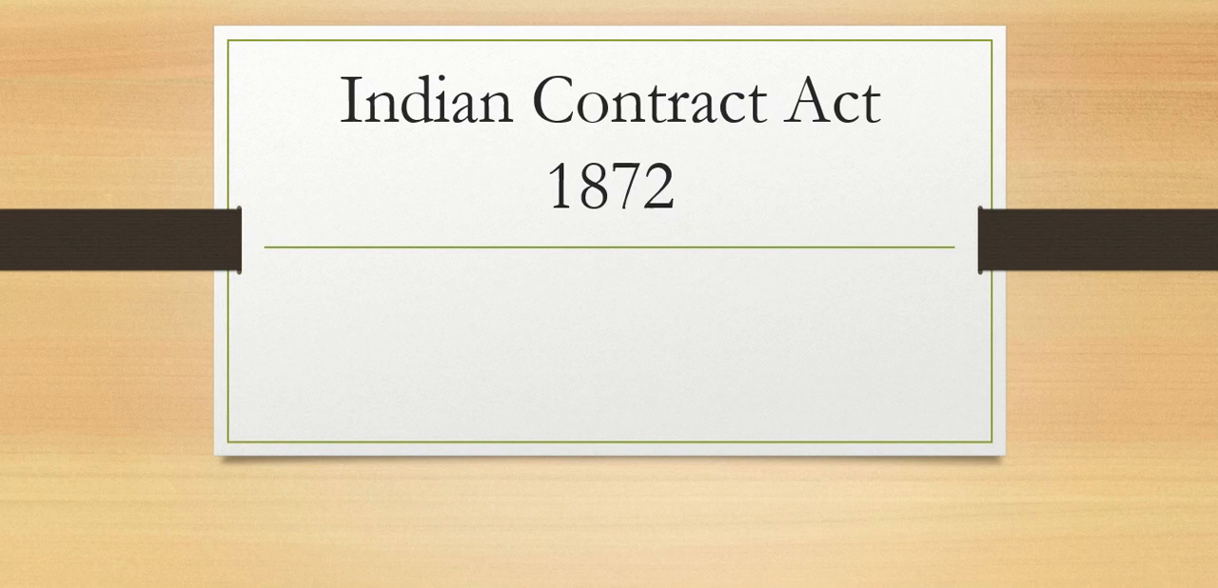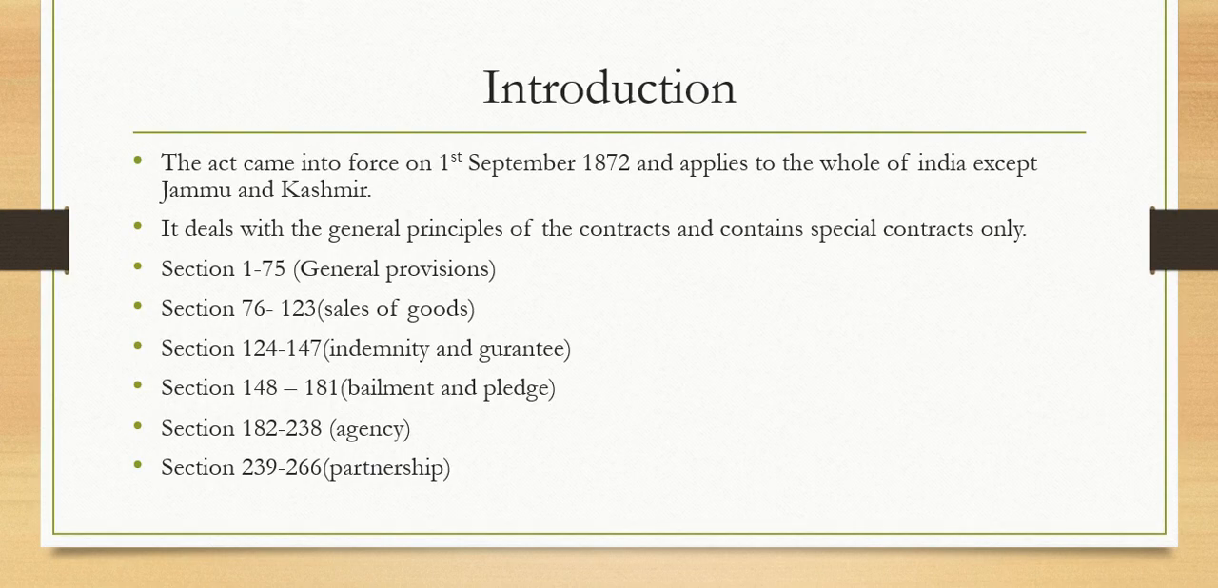So in this video we're going to look into the Indian Contract Act 1872. The first thing we're going to look into is an introduction about the act. Basically this act, the Indian Contract Act, came into force on 1st September 1872. Meaning to say, it came into force before the independence of India, which means the legislation was made by the British. And it applies to the whole of India except Jammu and Kashmir.